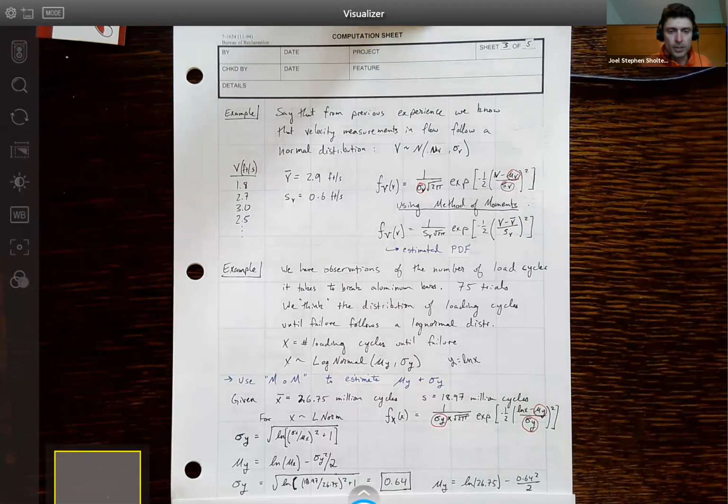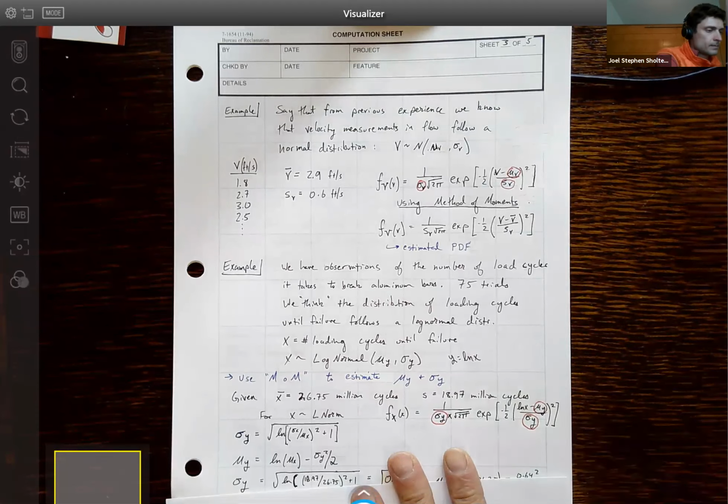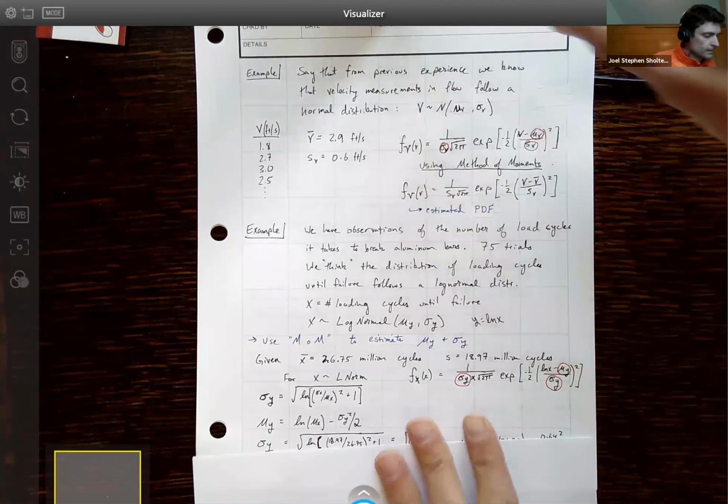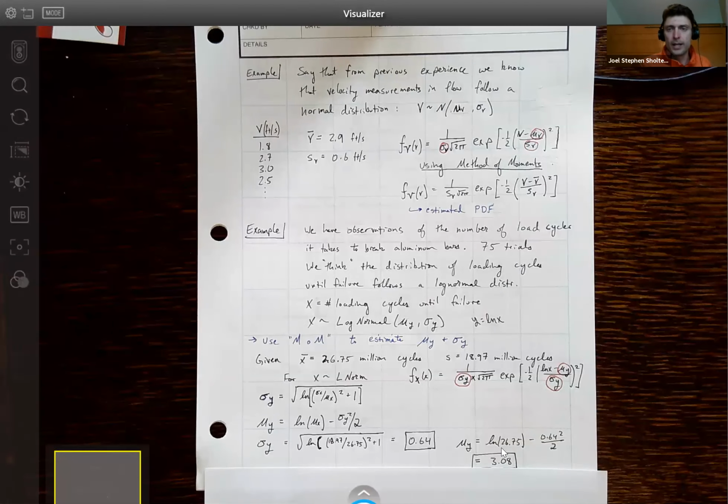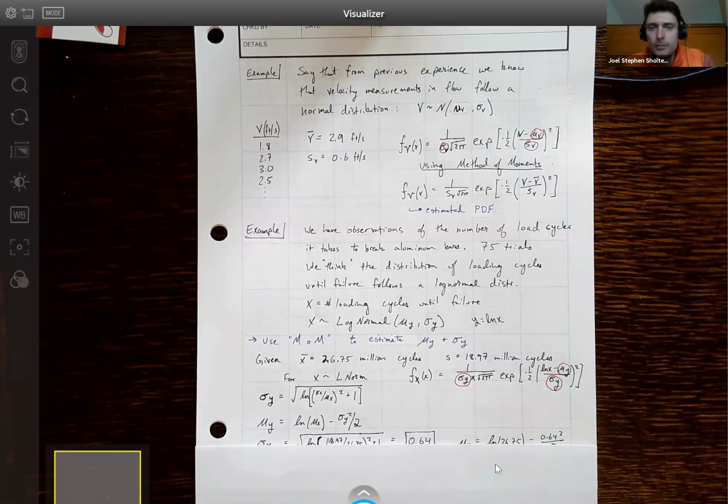So sigma y, we'll just plug our numbers in. Sigma y is going to be the standard deviation divided by the mean of the data. That's equal to 0.64. And then mu y is going to be the natural log of the mean minus the standard deviation of y divided by 2. So that equals 3.08. So now with our parameters, we can plug those into the log normal distribution and supposedly fit that to our data.